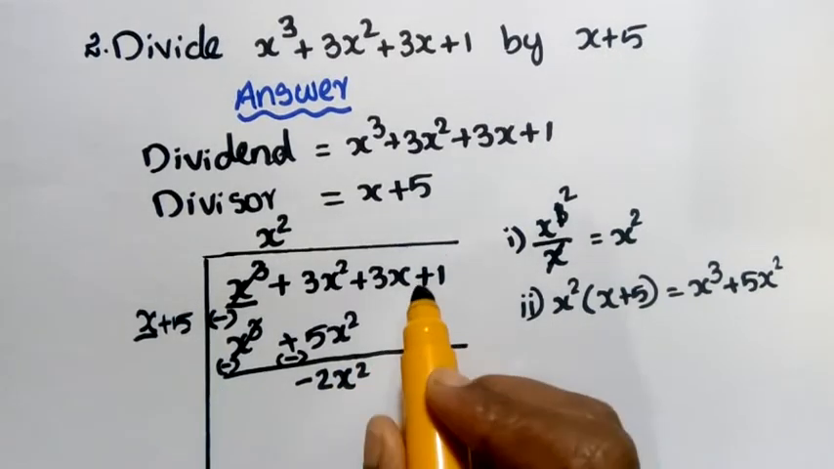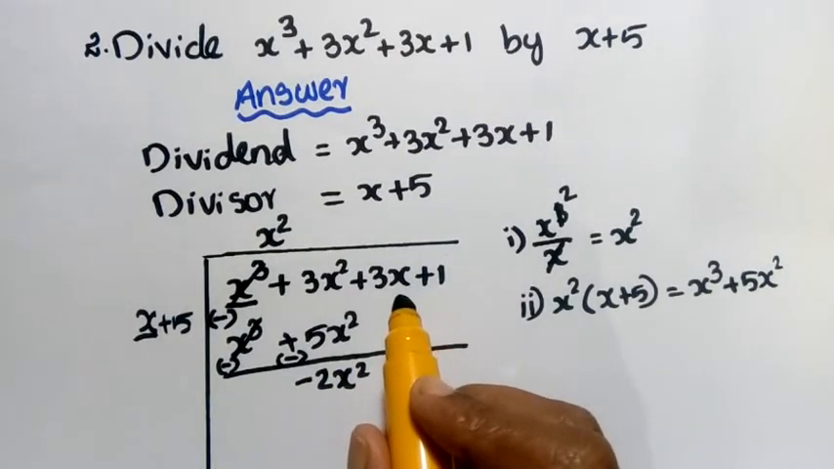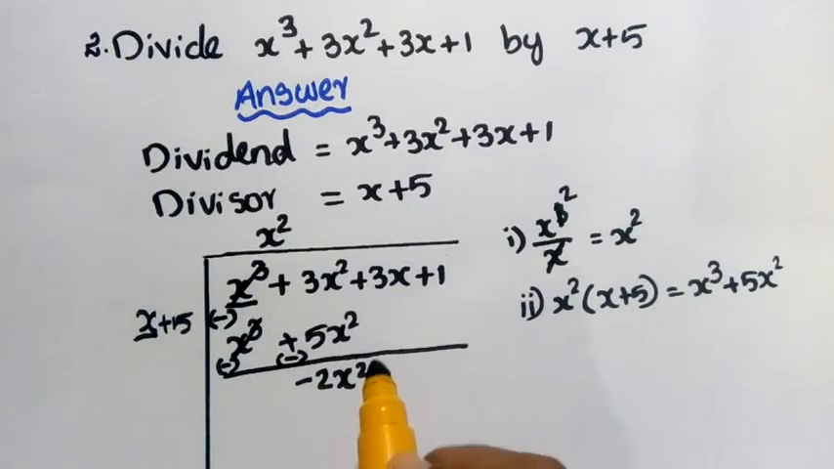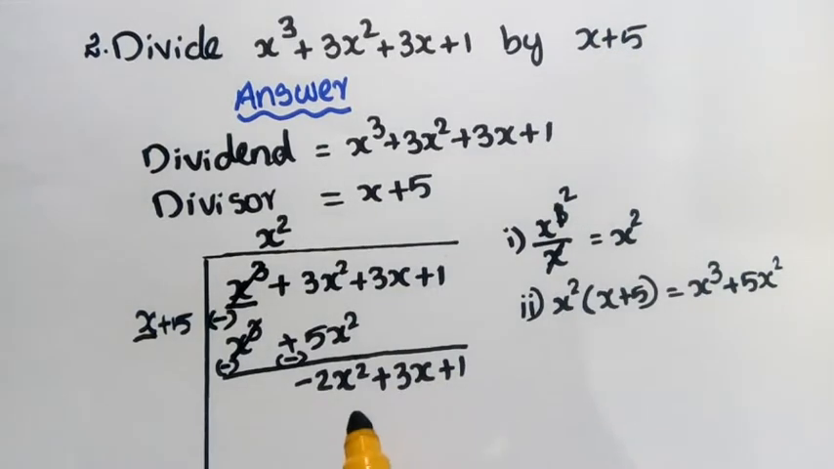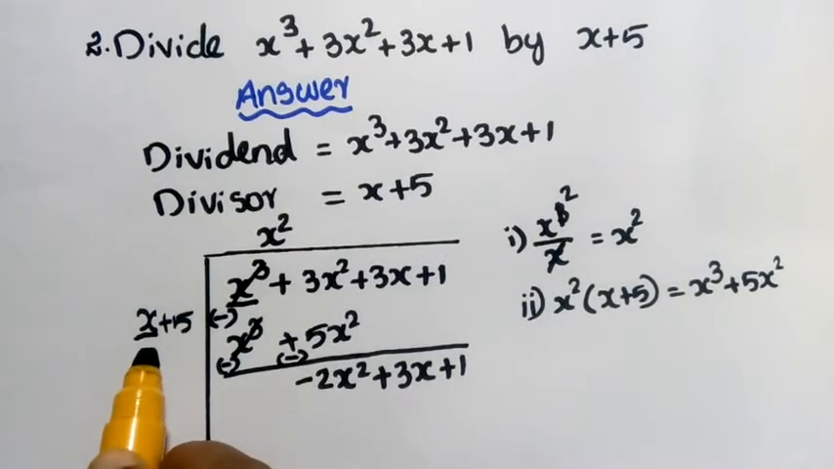Next step is write down the balance terms in the dividend to down. So here we have plus 3x and plus 1. Now we got the new dividend. Minus 2x square plus 3x plus 1. The divisor will remain the same.